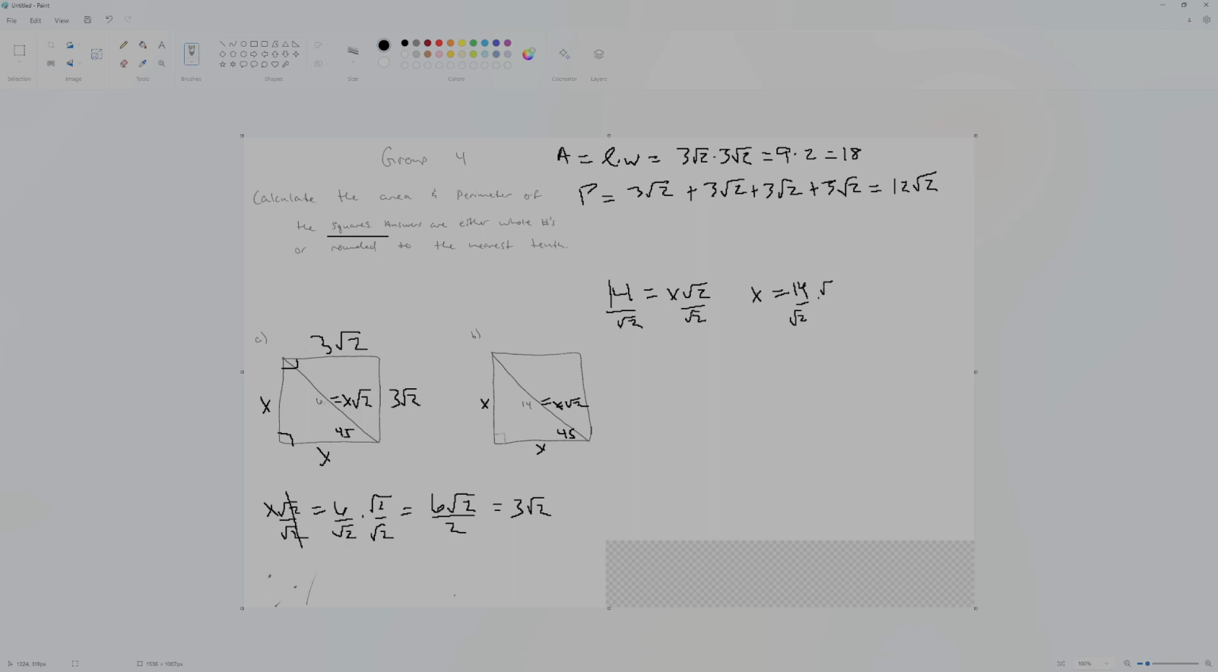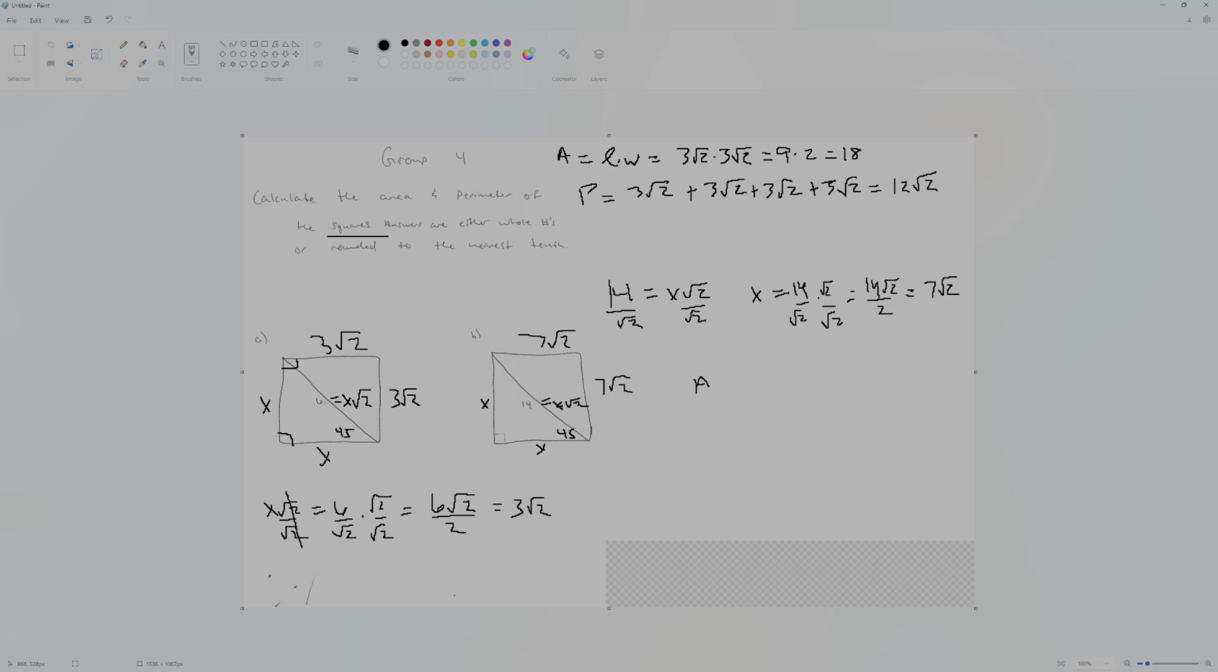Multiply top and bottom by root 2. So that's 14 root 2 over 2. And 14 divided by 2 is 7, so that's 7 root 2. So that's our x value, or that's the sides of our square. 7 root 2, 7 root 2.